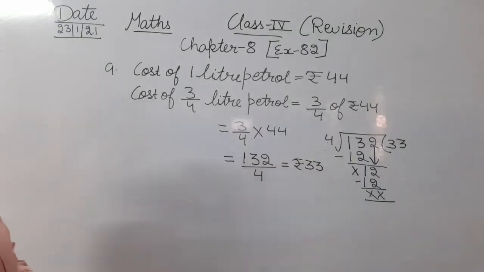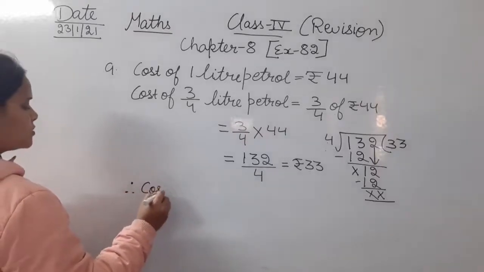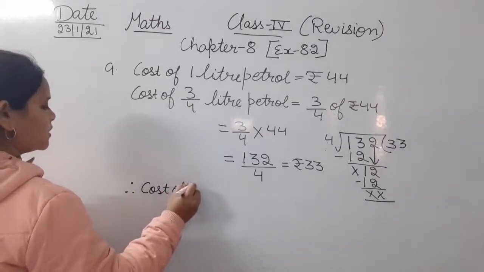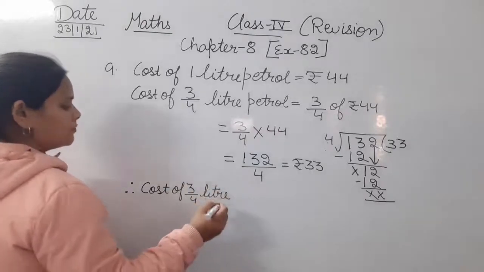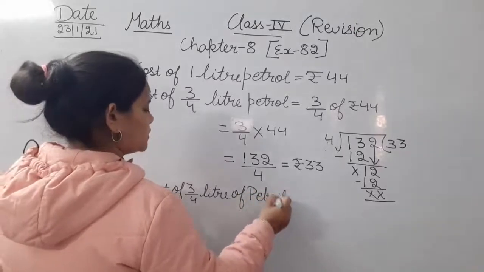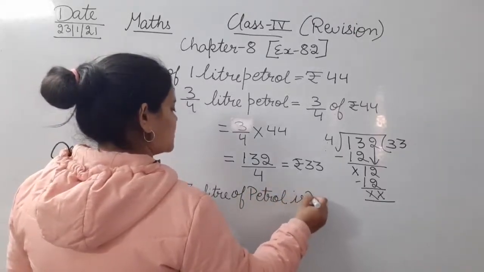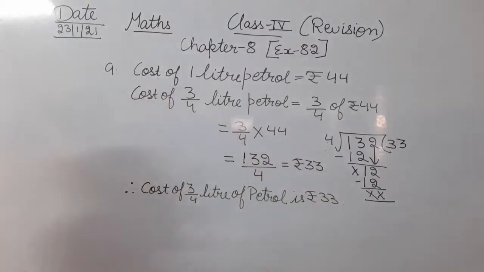So that's what we are going to write in the solution sentence. Therefore, cost of 3/4 liter of petrol is rupees 33. The cost of 1 liter of petrol was given and we have to find the cost of 3/4 liter, that we have calculated by doing all this.